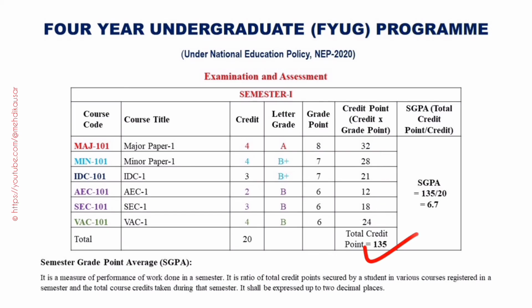which is equal to 135. After that, the SGPA is calculated by dividing the total credit point by the total number of credits in that semester of all the papers. Thus, in this example, the SGPA is equal to 135 divided by 20, which is equal to 6.7. In this way, the SGPA obtained in all the semesters is obtained.